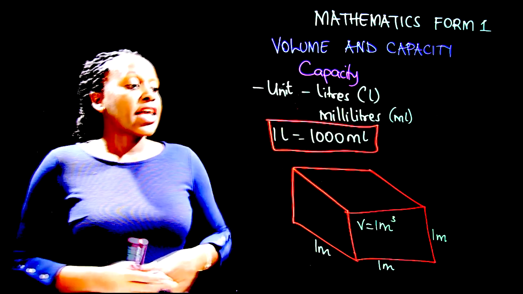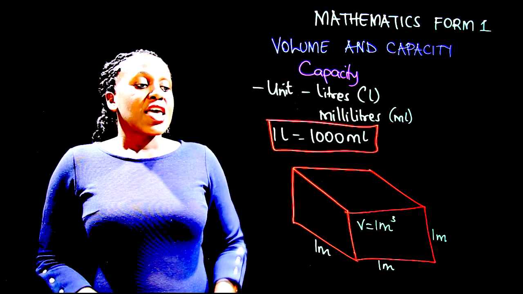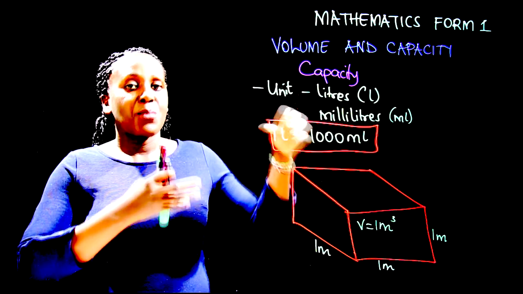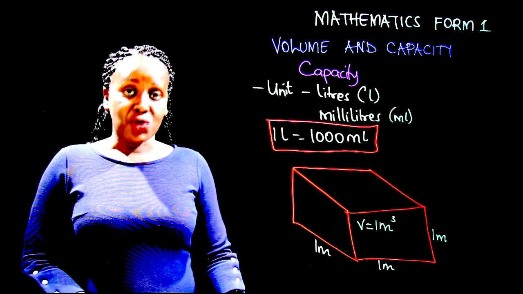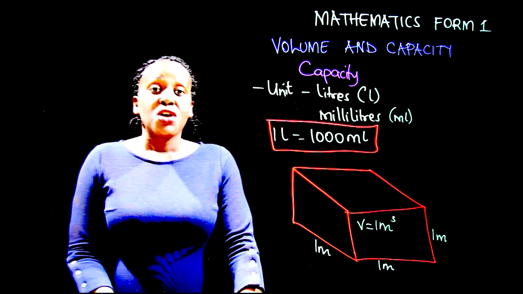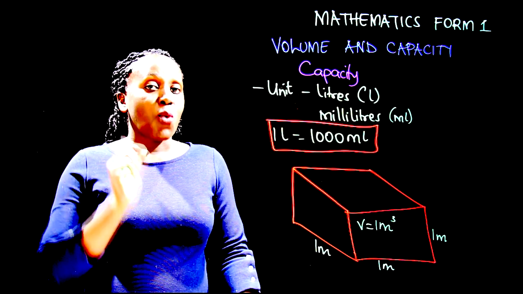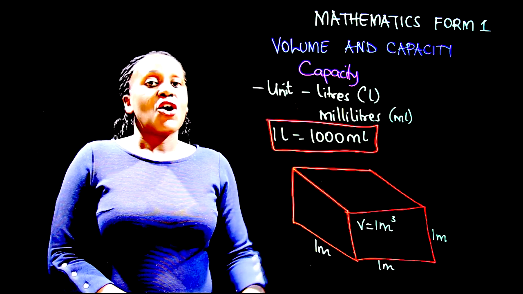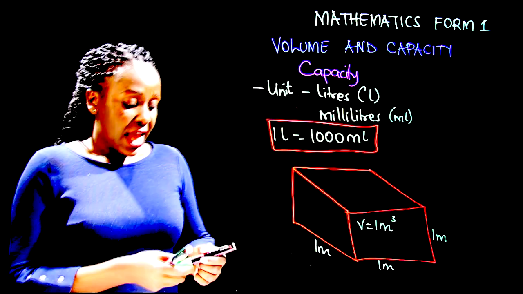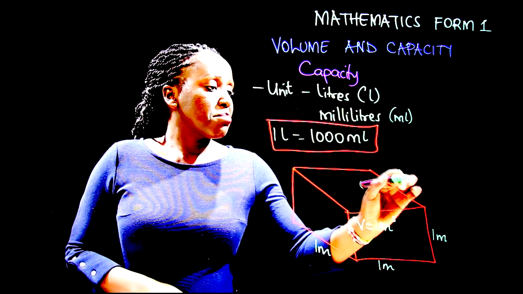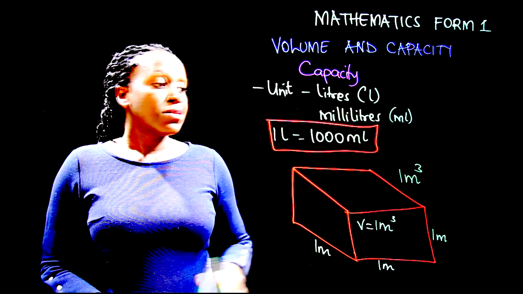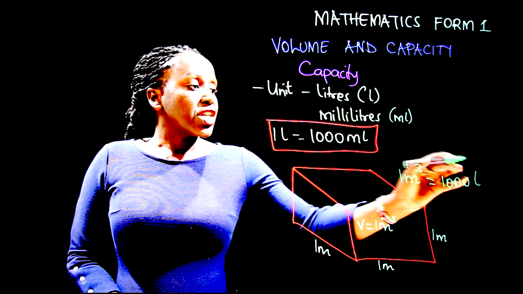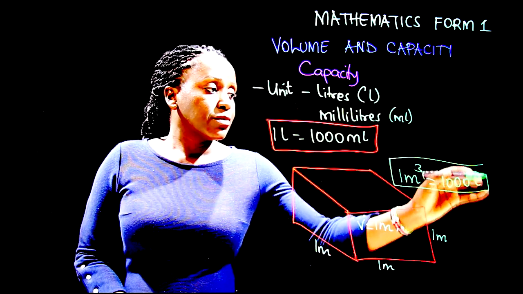Now if you decide to fill this tank with water, then you're going to take 1 liter of water, pour it into the tank, another liter, pour it into the tank until it is full. Now, by the time you fill it, you will realize that you will have used 1,000 liters to fill 1 meter cubed of a tank. So the relationship here is that a volume of 1 meter cubed can be filled using 1,000 liters. So this is the relationship that we are looking for.